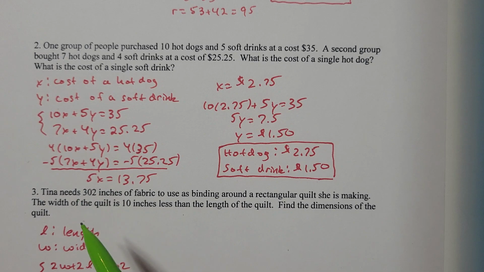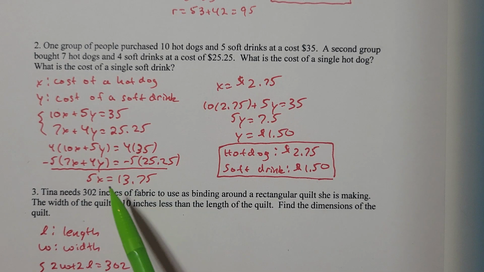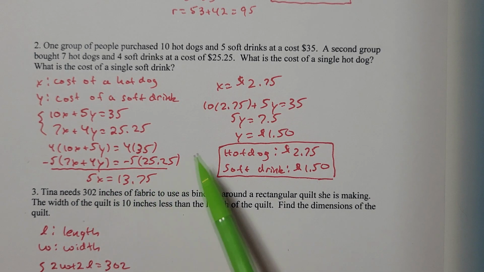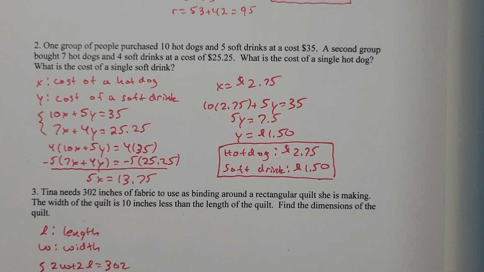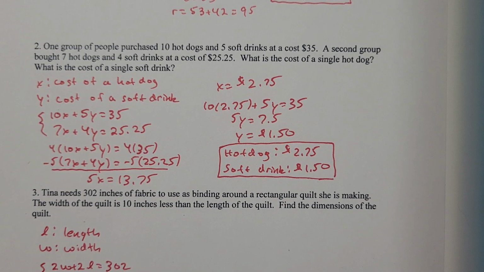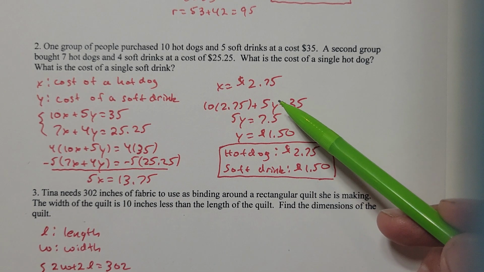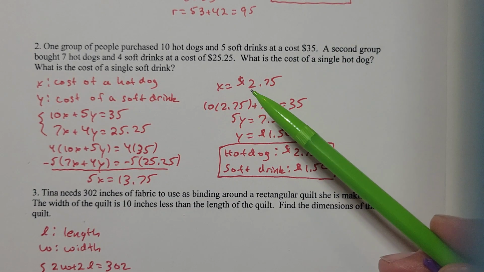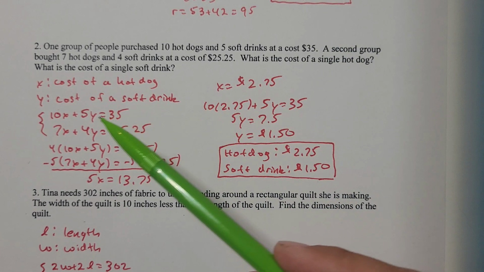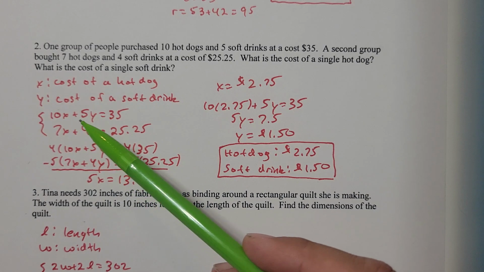Okay, so 5x equals 13.75, divided by 5, and you should be getting 2.75 exactly. So x is $2.75, so that's the cost of a hot dog. Knowing the cost of a hot dog, $2.75, means that we can find the cost of a soft drink. So if I replace 2.75 into the top equation for x, I can get y.